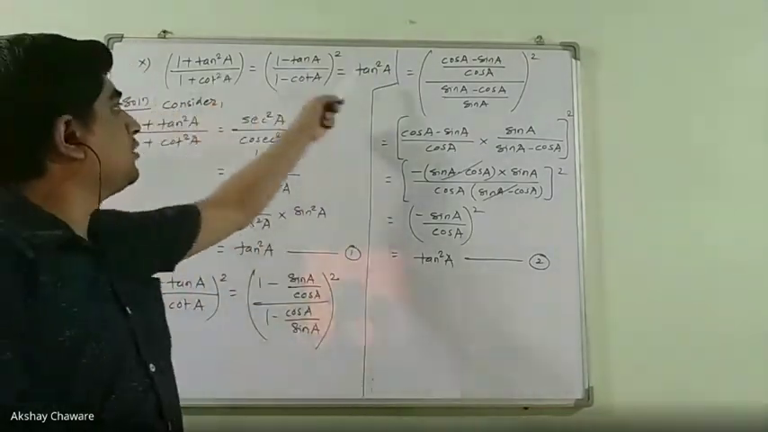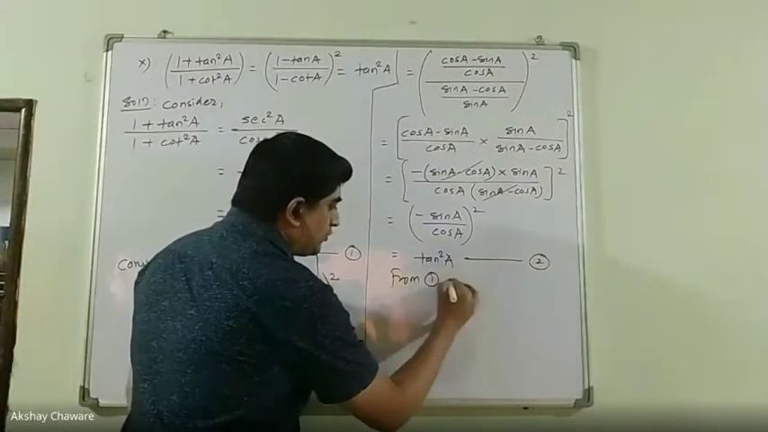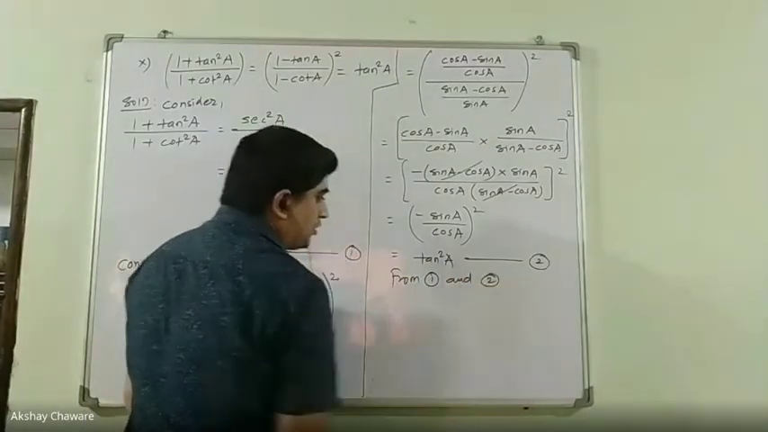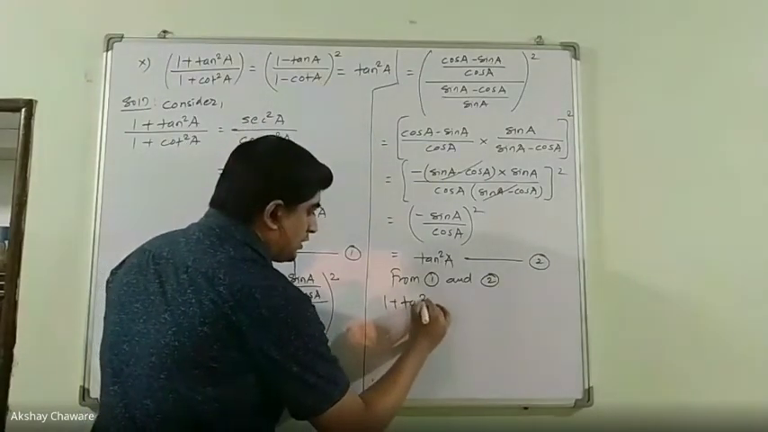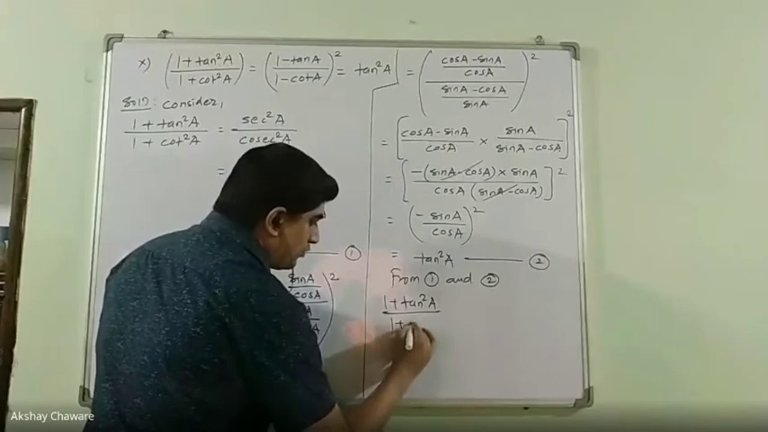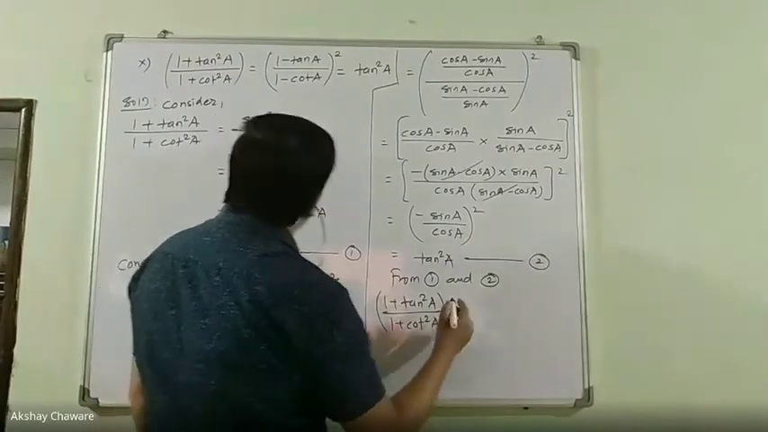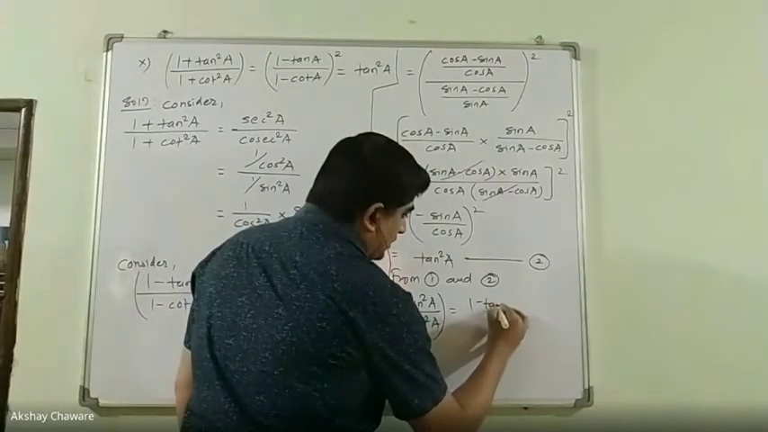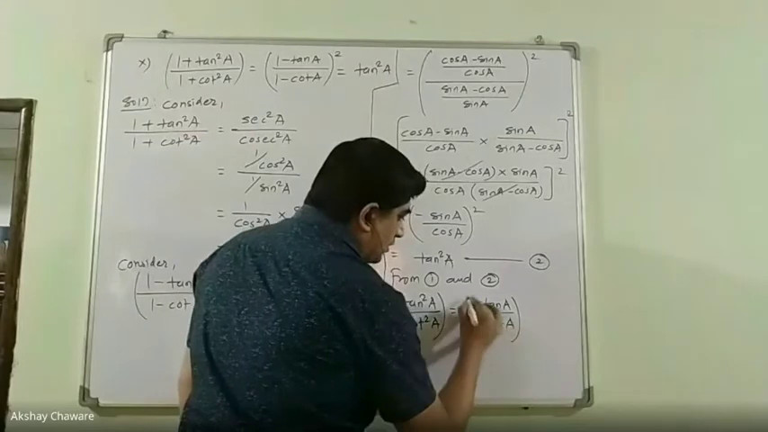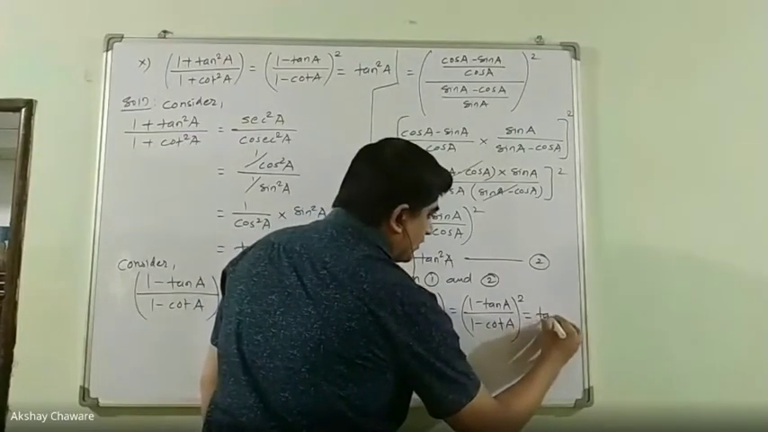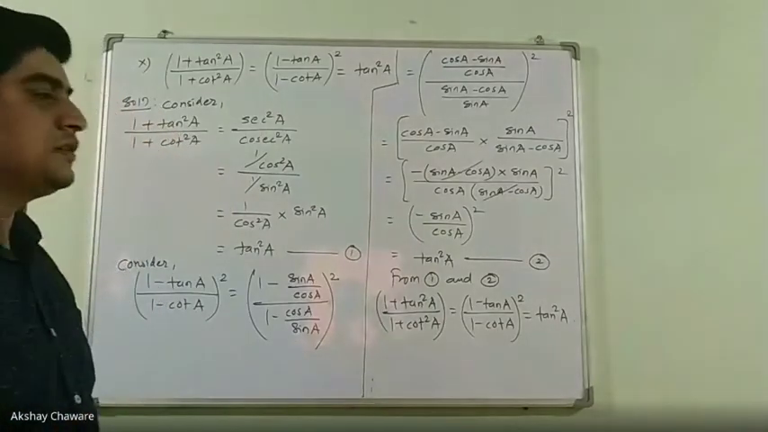So we can have this statement. We will write here, from equation number 1 and equation number 2, 1 plus tan square A upon 1 plus cot square A is equal to (1 minus tan A upon 1 minus cot A) whole square, and that is equal to your tan square A, and hence here is the answer.